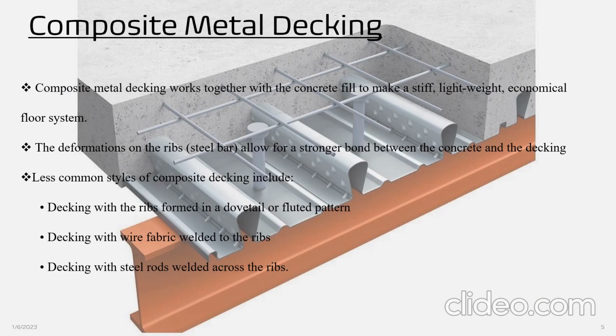Composite metal decking. Composite metal decking works together with the concrete fill to make a stiff, lightweight, economical floor system. The deformations on the ribs, also called steel bar, allow for a strong bond between the concrete and the deck. Commonly, styles of composite decking include: first, decking with the ribs formed in a dovetail or fluted pattern; decking with a wire fabric welded to the ribs; and decking with steel rods welded across the ribs or steel bar.